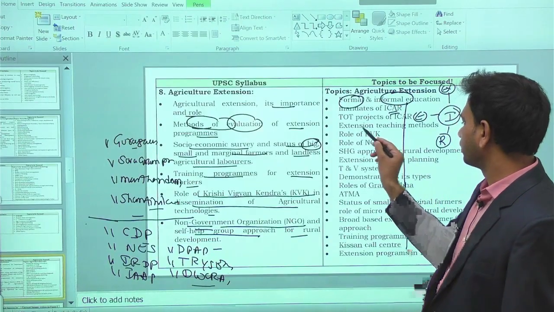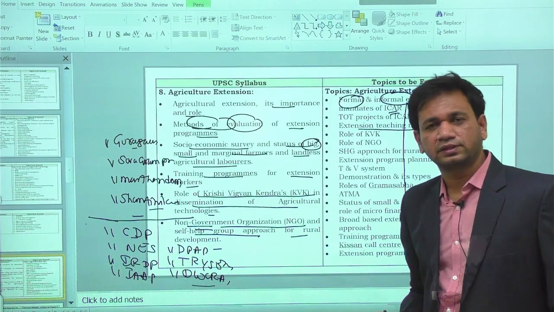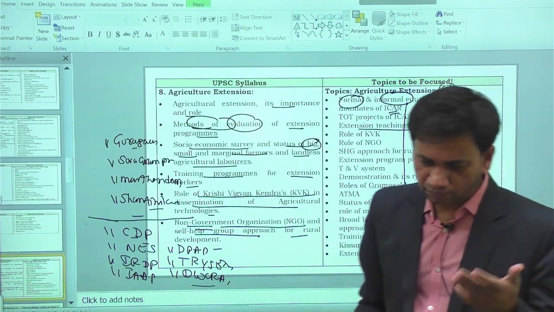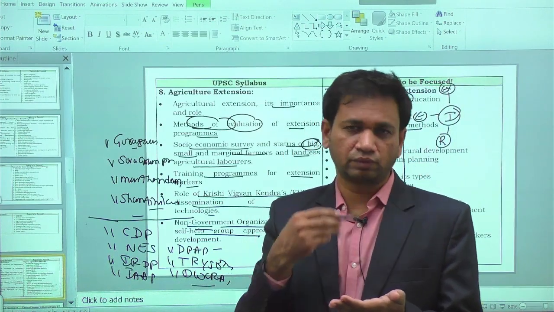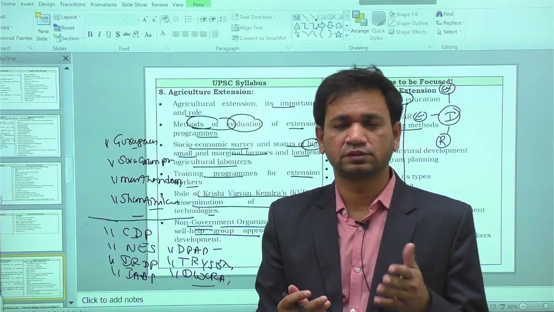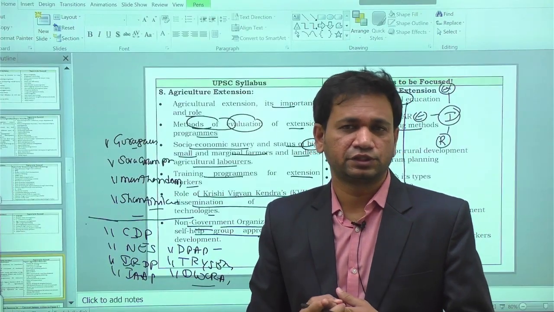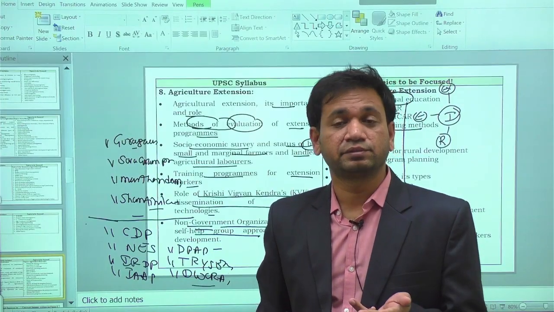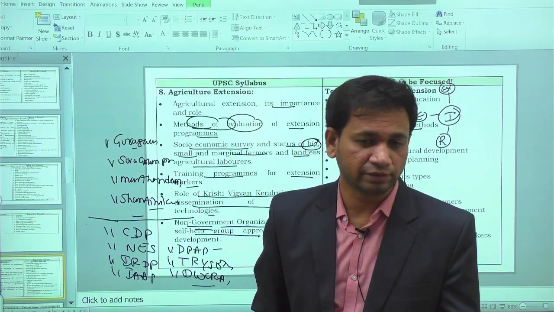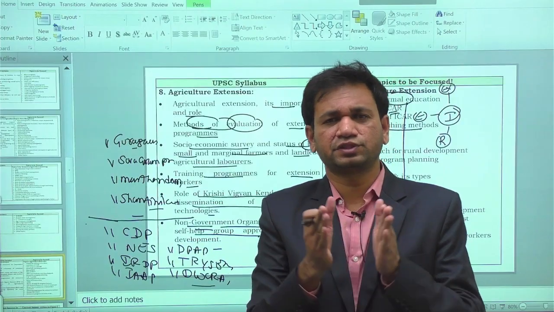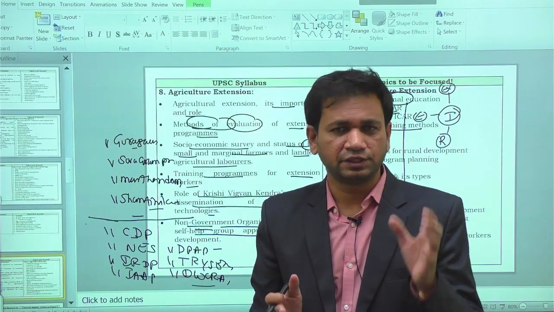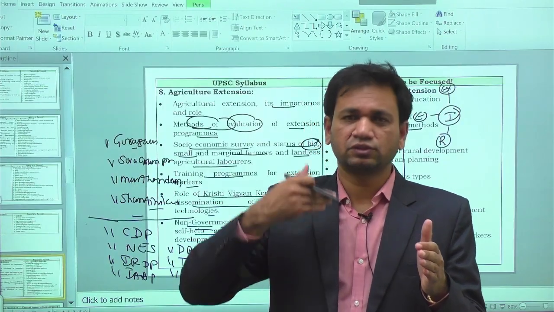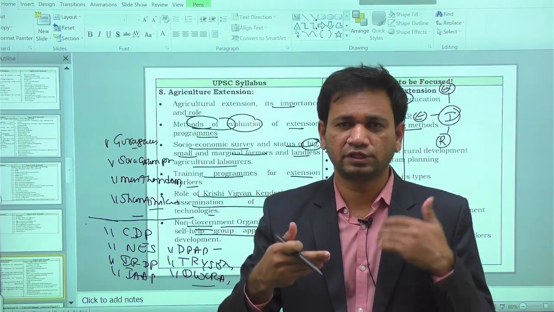Then we have the extension teaching methods. Teaching method means we have different teaching methods. Some are written based, some are oral based, some are spoken form, some are mass demonstration, some are individual demonstration, some are method demonstration, result demonstration, front-line demonstration. Like that, there are different types of demonstration available in the teaching method. In that case, dissemination of knowledge is possible from the extension worker to the audience.